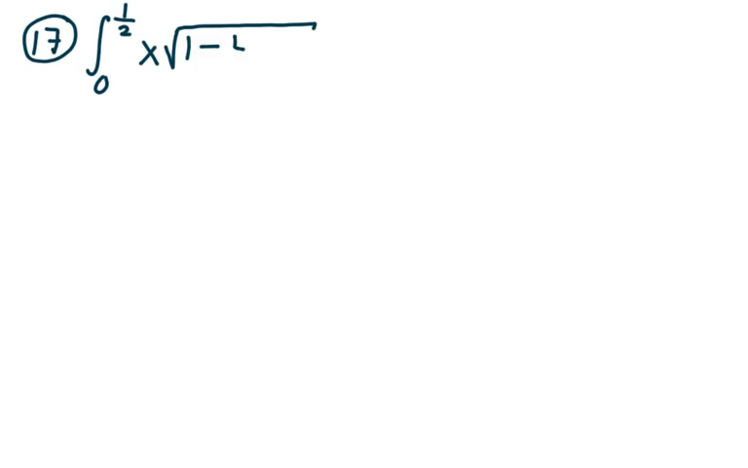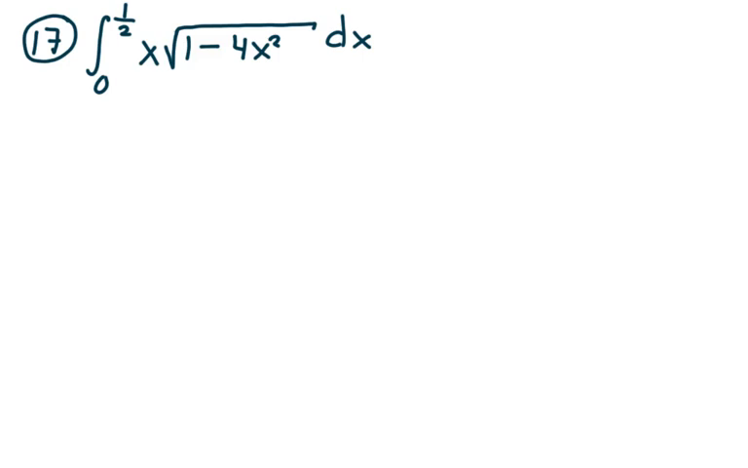Now, let's take a look at number 17. 17 is really interesting. So this is the integral from 0 to a half of x times the square root of 1 minus 4x squared dx. Now, this is an example of where we don't have to do a trigonometric substitution. Why do I say that?